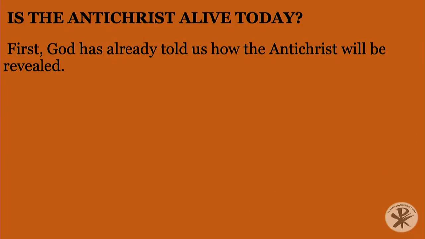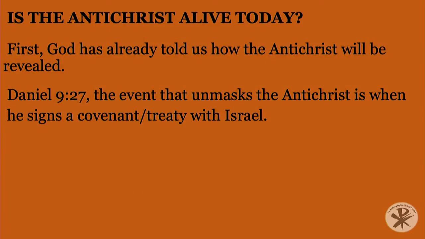As we weigh these claims, I think we need to keep in mind some very basic truths. The first of these truths is that God has already told us how the Antichrist will be revealed. God did that millennia ago through Daniel. In Daniel chapter 9, verse 27, the event that unmasks the Antichrist is when he signs a covenant or treaty with Israel whereby he will guarantee the security of Israel. When that occurs, you know the Antichrist is alive.